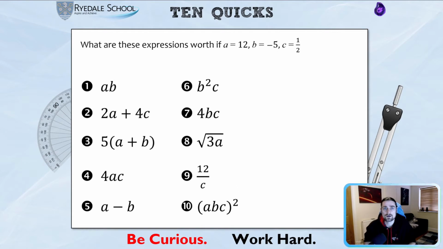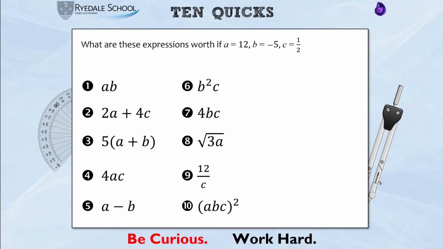So before we start, let's make sure our brains are awake with 10 quick questions. You could do these at the back of your book, or you can just do them mentally if you prefer. What are these expressions worth if A equals 12, B equals -5, and C equals a half? Pause the video here because I'm about to go through the answers.